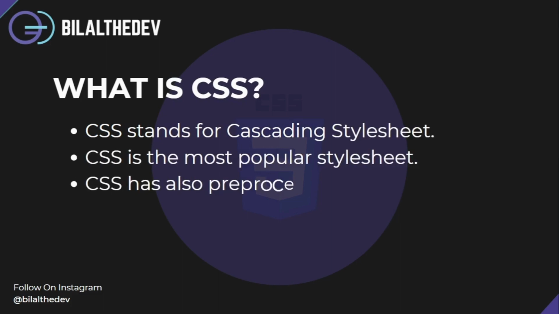What is CSS? CSS stands for Cascading Stylesheet. CSS is the most popular stylesheet. CSS also has preprocessors like Sass and Less.